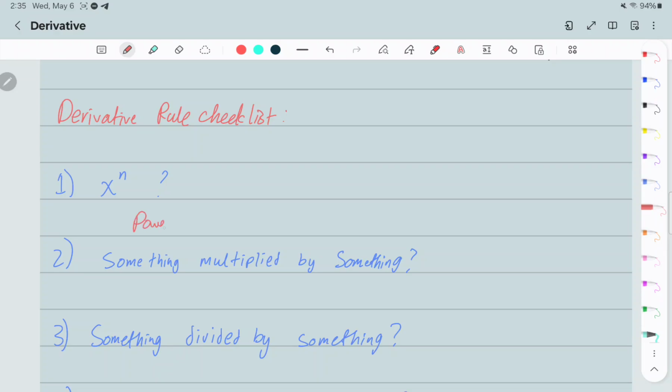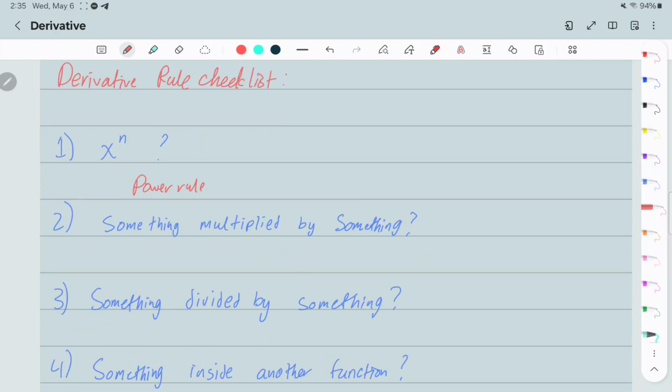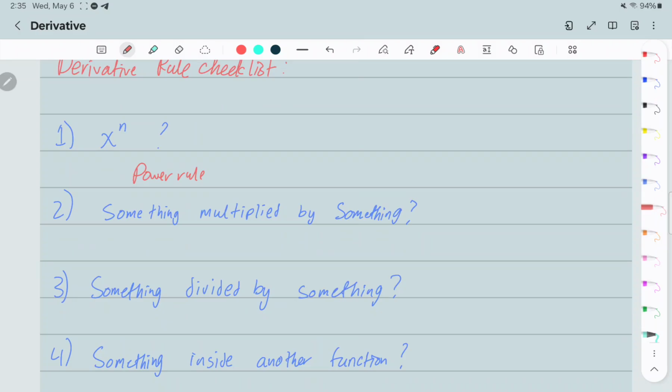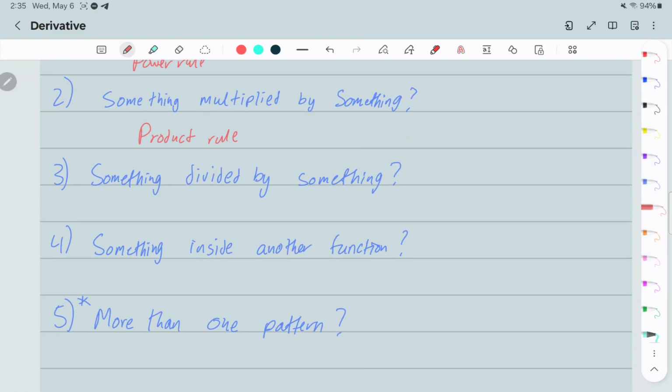The other one is something being multiplied by something. Whenever you see two functions being multiplied, or two separate things being multiplied, you apply the product rule. We'll see what these rules are respectively when we are solving these questions. The other thing can be something being divided by something, in other words, there's a function on top and a function on bottom and they're being divided. So you use the quotient rule to solve these.